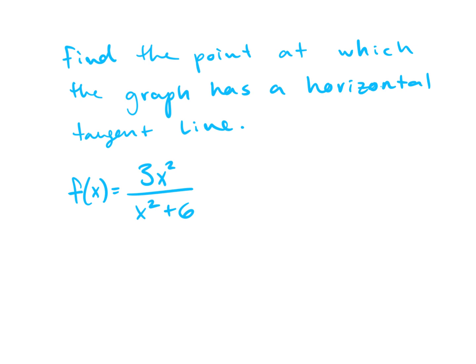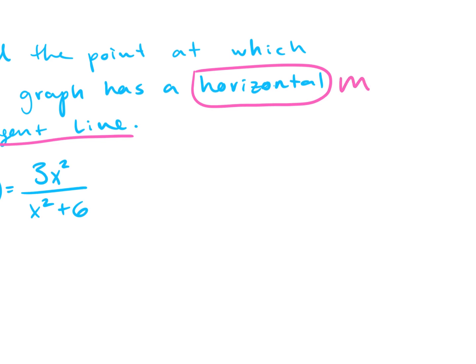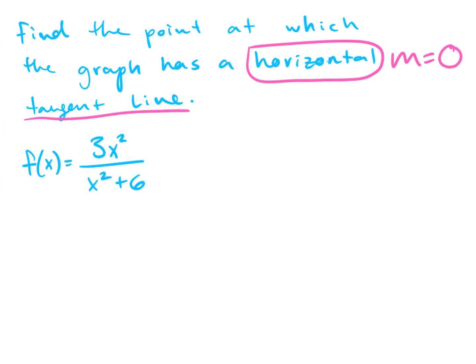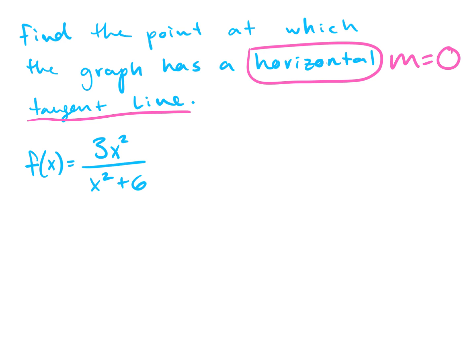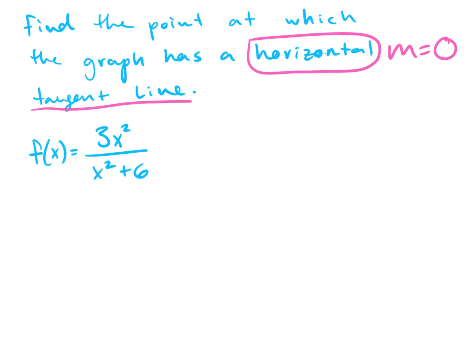How would we find a tangent line to our graph? So we're going to take the derivative to find the tangent line. If it's a horizontal tangent line, what is our slope of a horizontal line? 0. So we're going to take the derivative and we're going to find when our derivative equals 0. So let's take our derivative first. We have to use the quotient rule. What's the quotient rule? What's the little song? Low D high minus high D low over low squared.